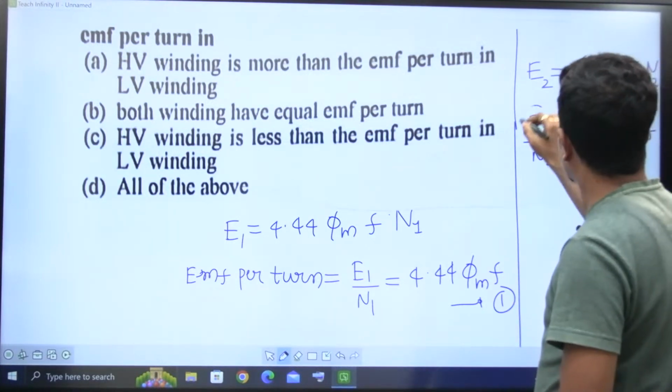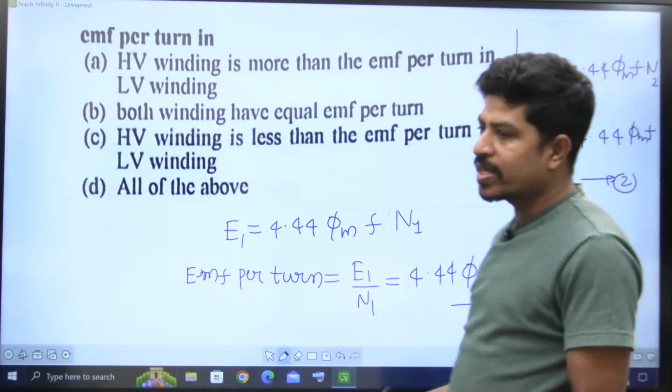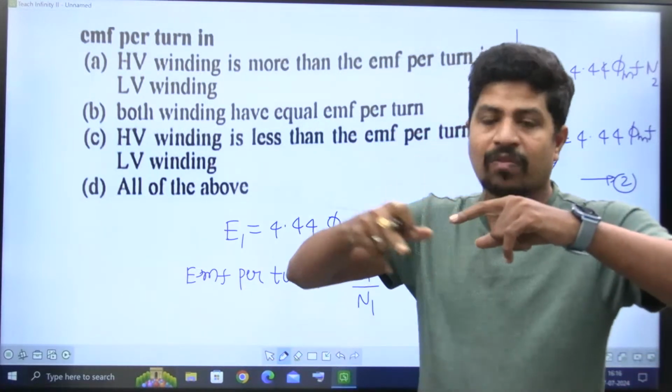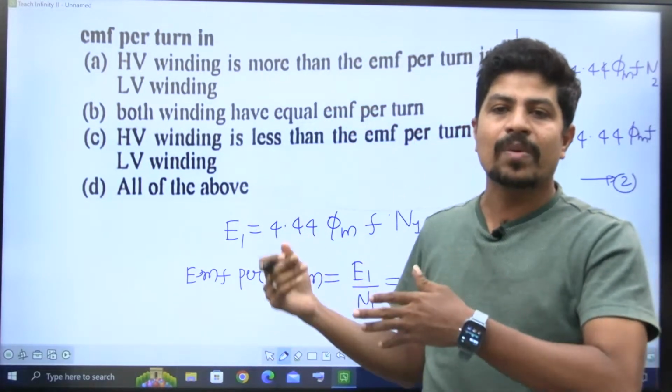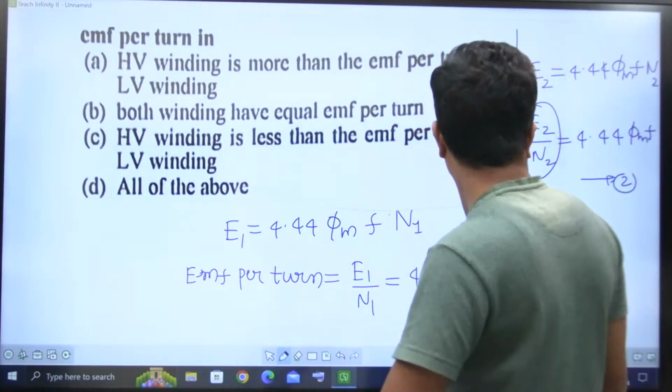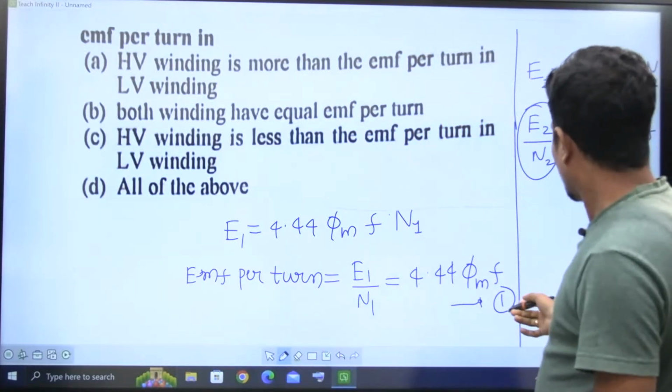This is the EMF per turn. What is total EMF? E. What is EMF per turn? You have to divide the EMF with the number of respective turns. If you are on the primary, you have to divide with N1. If you are on the secondary, you have to divide with N2. Right? Now, you see, both are equal.